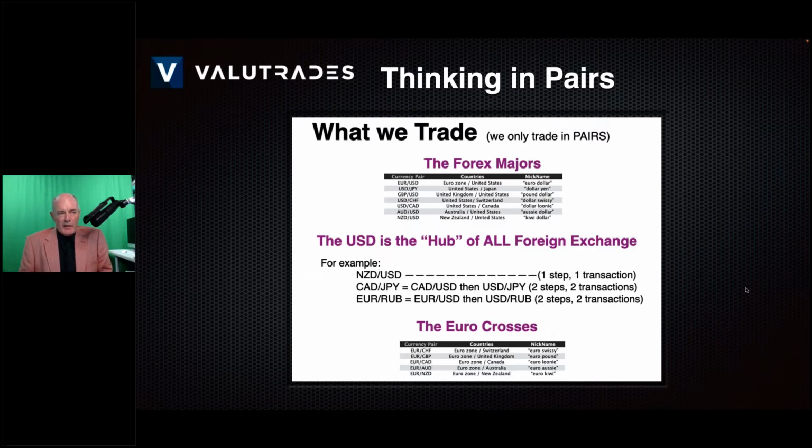Basically, the Forex market hinges around the US dollar. So for example, if you're trading New Zealand dollar versus US dollar, that's one step in one transaction. But if you're trading Canadian dollar versus yen, then there's a conversion there in the middle. So that's why sometimes the spreads are quite high, or higher, I should say.